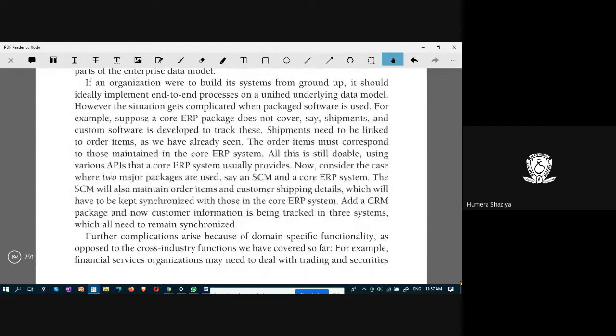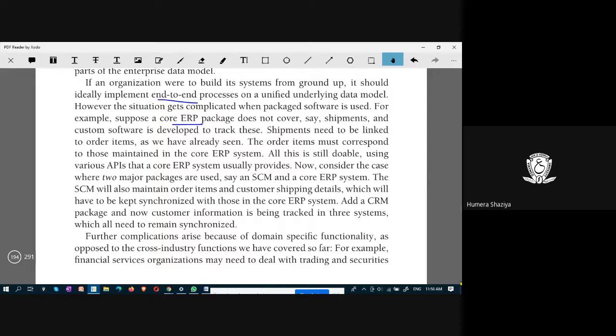And if an organization were to build its system from the ground up, it should ideally implement the end to end process. However, the situation gets complicated when packaged software is used. For example, a core ERP package does not cover, say, shipment, and custom software is developed to track this. Shipments need to be linked to order items, as we have seen. The order items must correspond to those maintained in the core ERP.